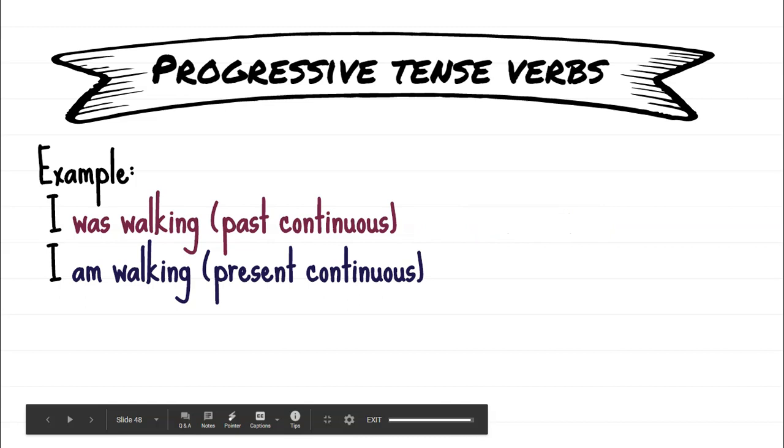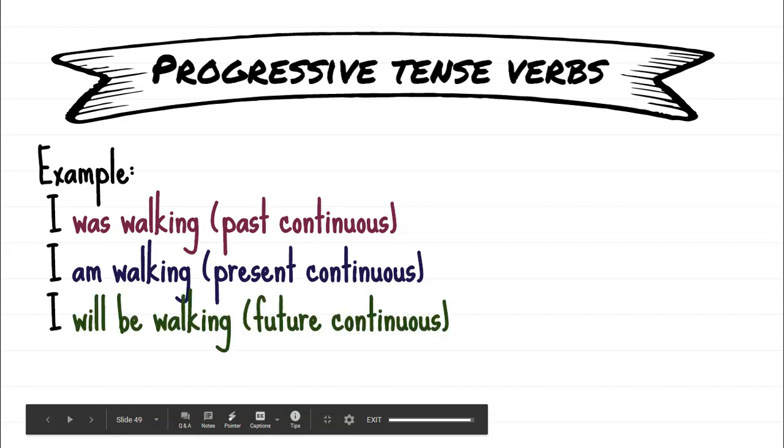If we wanted to change that continuous tense into the present, then our subject's going to remain the same. Do you see I didn't change? Walking is going to stay the same. It's still going to be the verb with ing. That ing shows that it's continuous. What's going to change is the helping verb. All right, because it's present, I'm going to change it to am.